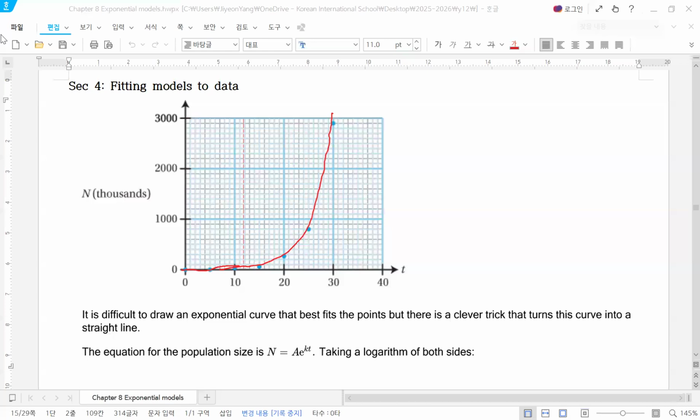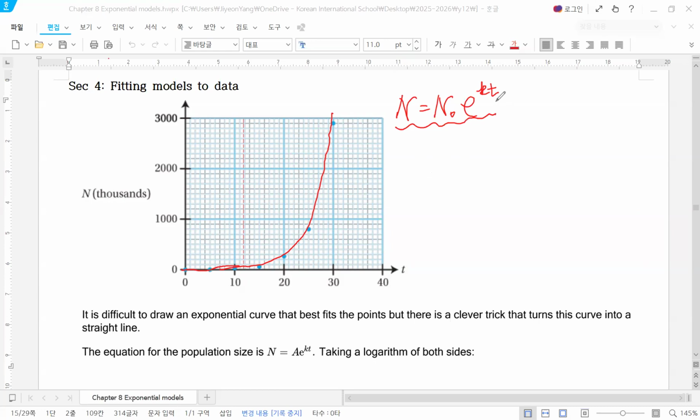So William, please read this part. It is difficult to draw an exponential curve that best fits the points, but there is a clever trick that turns this curve into a straight line. Yes. So for example, there is an exponential model. An exponential model is always written as N equals N0 e to the power of kt. Please remember this formula, okay? That is called exponential modeling.